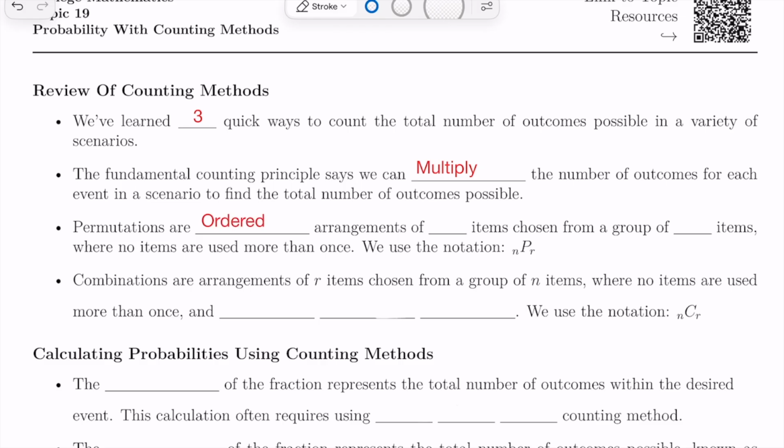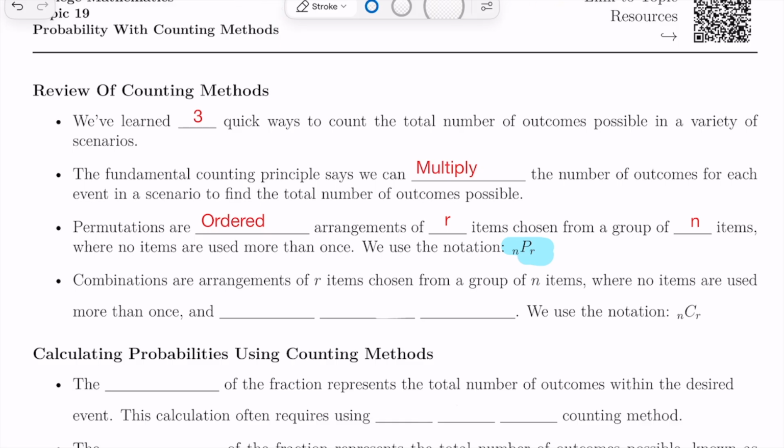Permutations are ordered arrangements of R items chosen from a group of N. We also use this nPr notation for that. Again, this is when order matters. So these are things like when you're running a race, how many ways could the medals be handed out, right? When you're running a race, when you're arranging something, when you're lining up, anything that has a position involved, that's when order matters, and that position is a permutation.